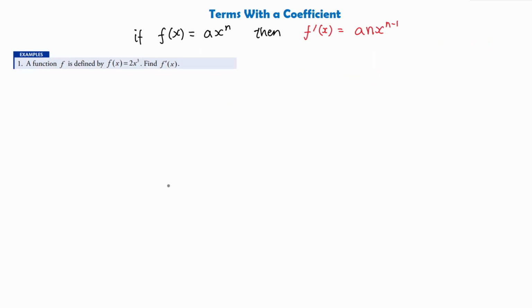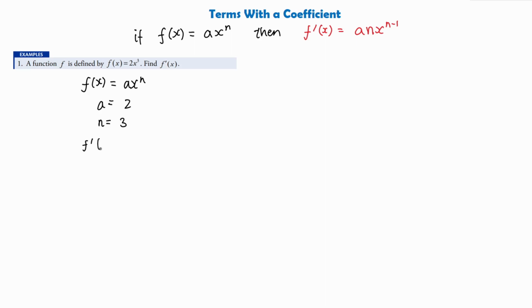Now with differentiation, to get your head around it, it's best just to do lots of questions. So we're going to do a few examples here where instead of just having x to the n, we have a coefficient in front of this x. In our case, a function f is defined by f of x equals 2x cubed. Find f dashed x. Now again, I'll do this the long way first. We know that our function f of x needs to be of the form ax to the n, which it is. In our case, a equals 2 and n equals 3.